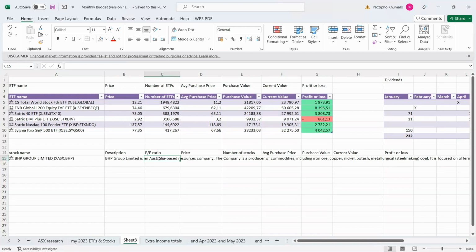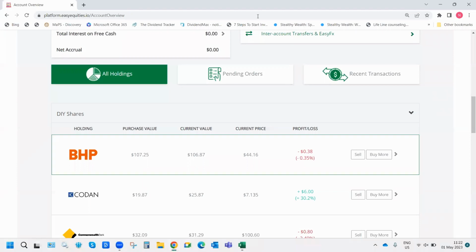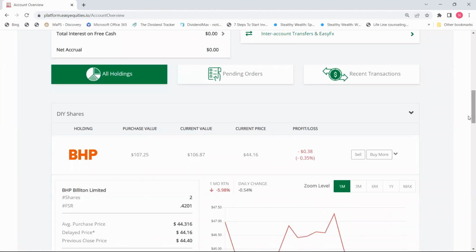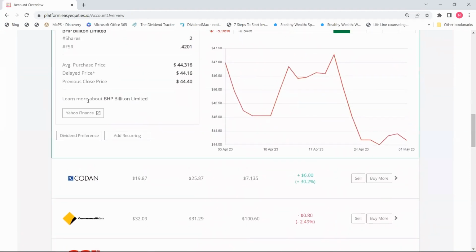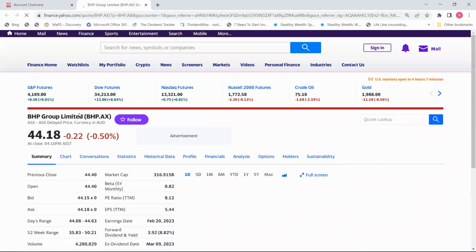But this is very general, guys. It's not the only thing that you look for. But in general, the PE ratio will give you an indication of whether a share is expensive or not. So let me give you an example of what I mean by that. Let's click on BHP on EasyEquities. Then there's this part that says learn more about BHP. So you click here, Yahoo Finance, and then it opens this page and takes you to Yahoo Finance.